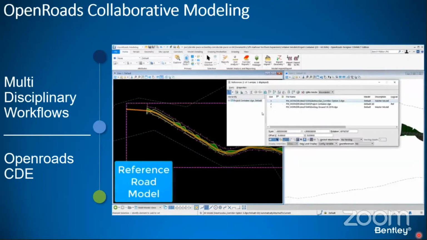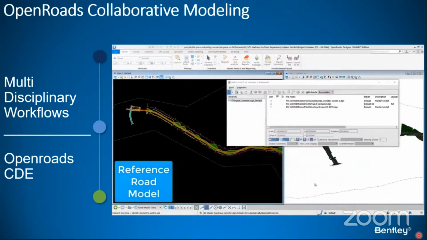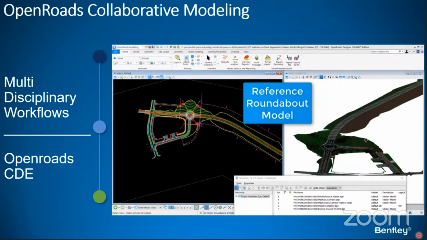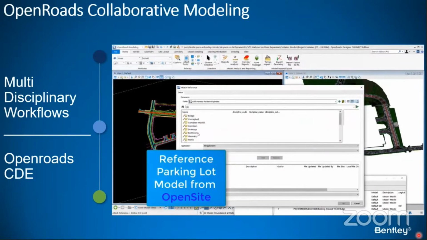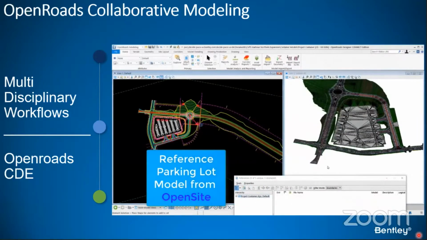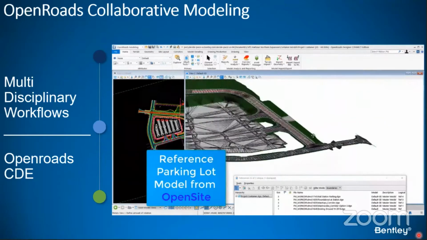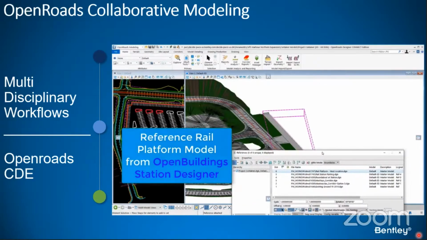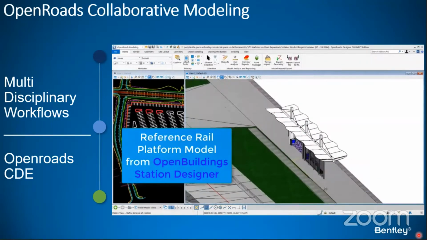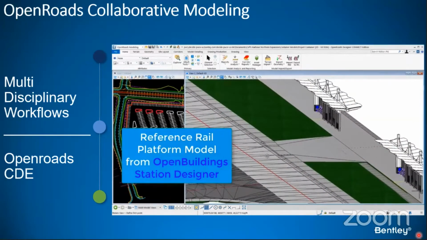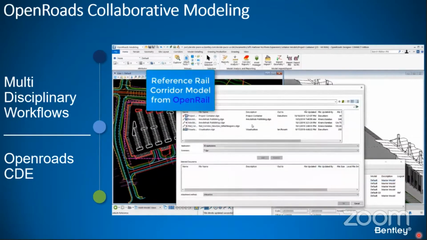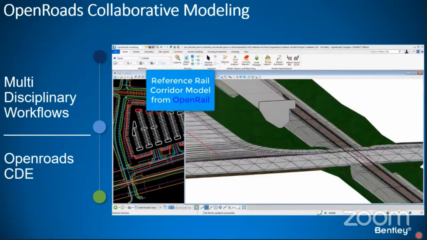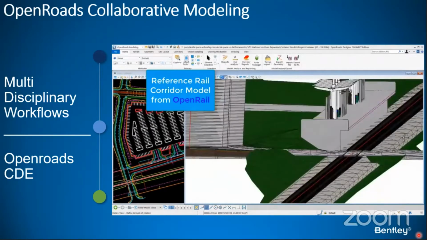As you can see here, there are models already finished, like from the road corridor, roundabout model. They are attached to one file as reference files. Another model is a parking lot from OpenSite. You can see here, it's designed in OpenSite Designer. There is an OpenBuildings Station Designer model. This is a Bentley application dedicated to designing stations, rail stations. You can see here. And also we will attach from OpenRail the rail corridor with the rails and full model. You can see on the right.